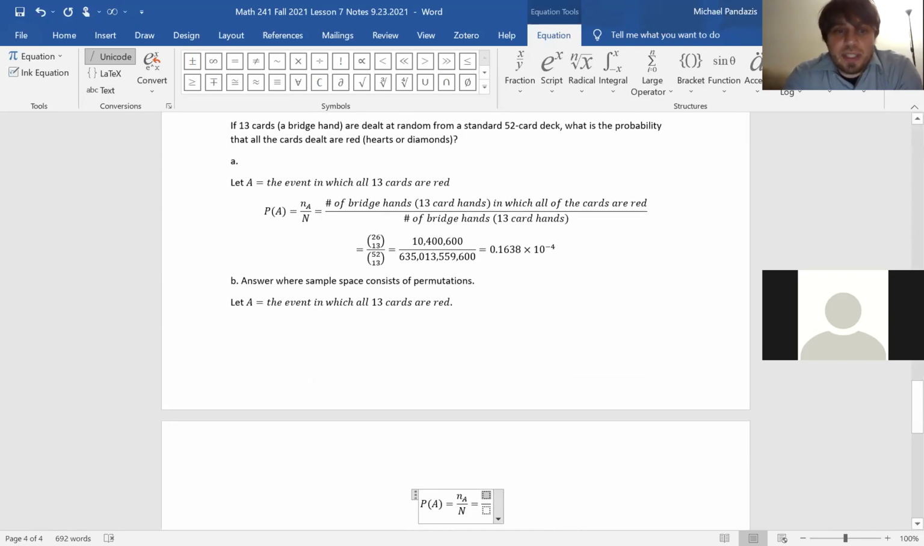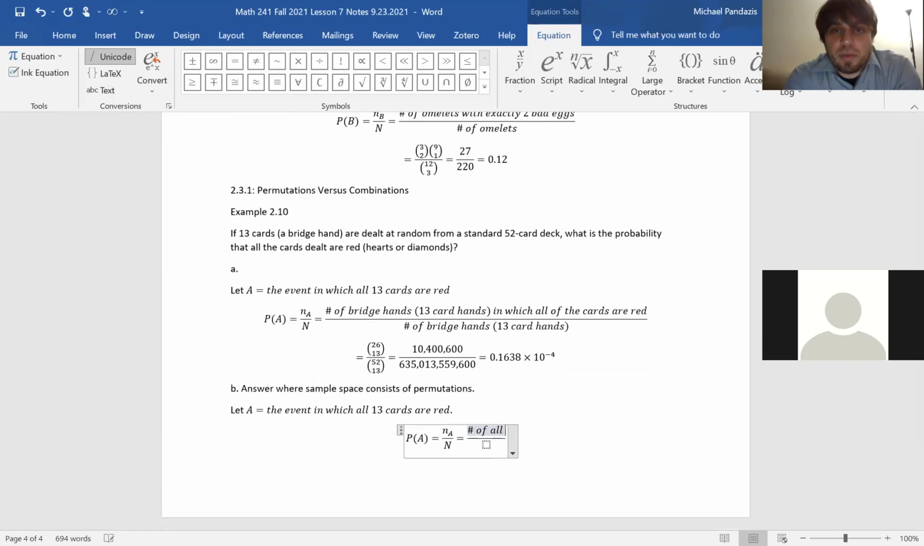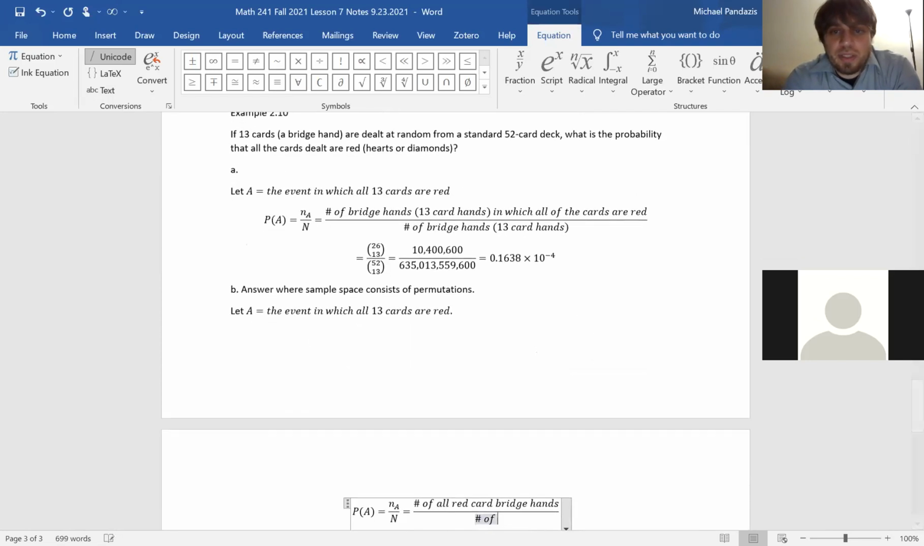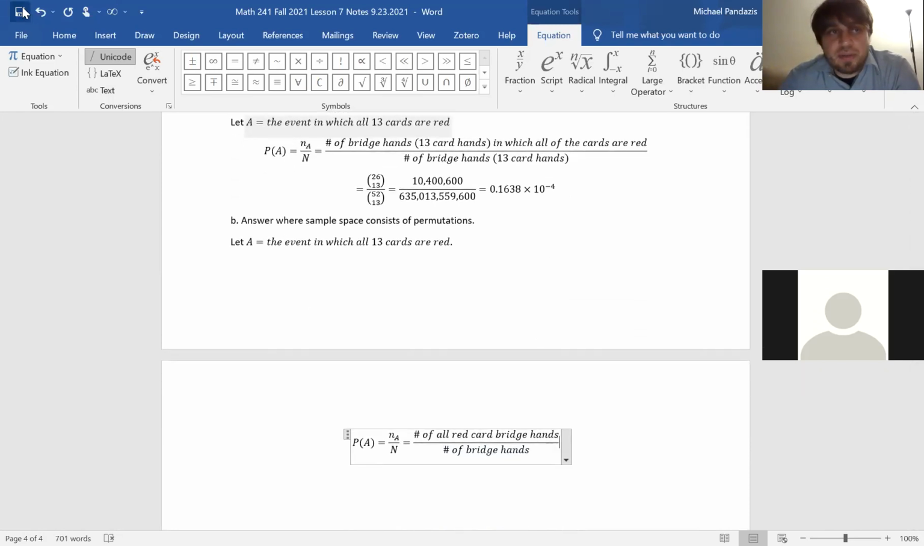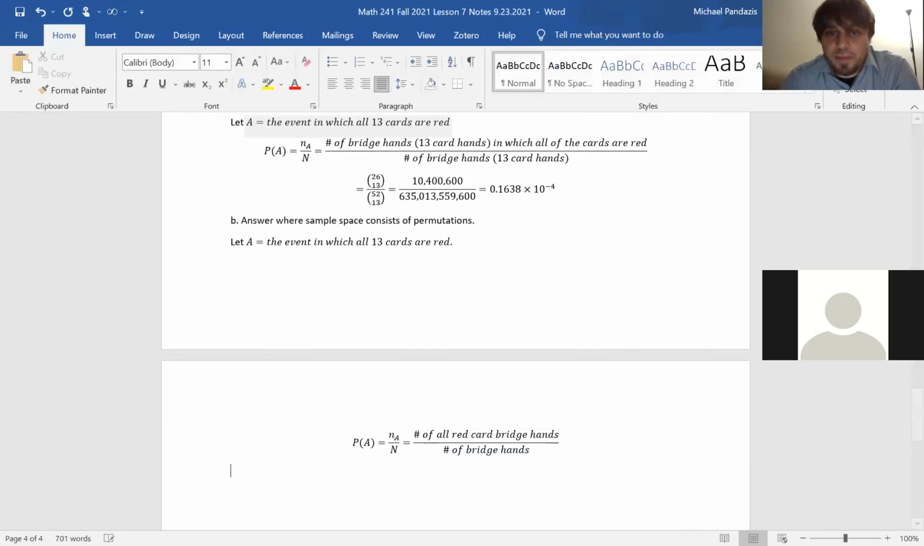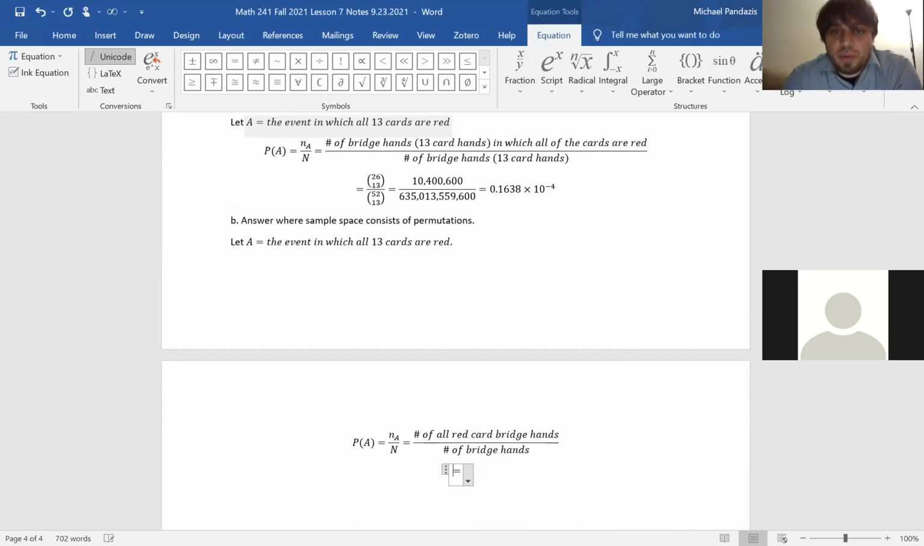That's still the number of all red card bridge hands divided by the number of bridge hands, right? So a bridge hand is a 13 card hand from the standard 52 card deck. Okay, so we want to calculate these two values using permutations instead of combinations. So how do you do that?